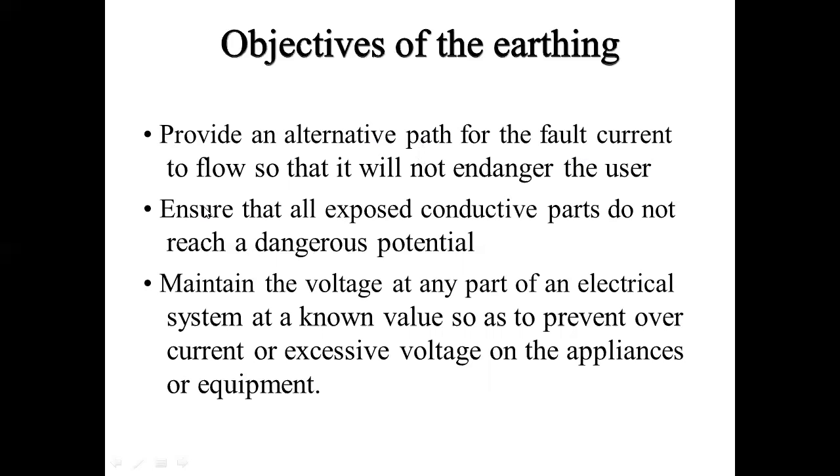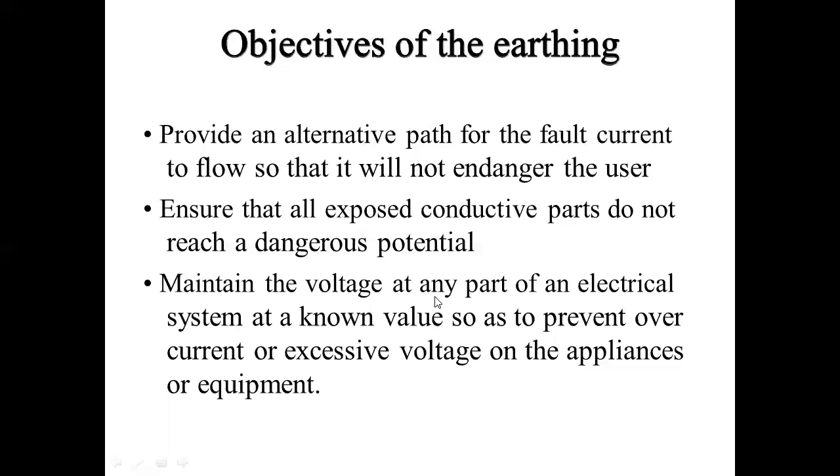The second point is to ensure that all exposed conductive parts do not reach a dangerous potential. It means the conductive parts of the equipment should not reach a higher voltage level. Because of the earthing, we can immediately discharge the leakage current to the earth, so that there is a disconnection of the supply to the equipment. And the third point is to maintain the voltage at any part of an electrical system at a known value. As you all know, any equipment is designed with some specification, that is voltage rating, current rating, and other technical parameters.